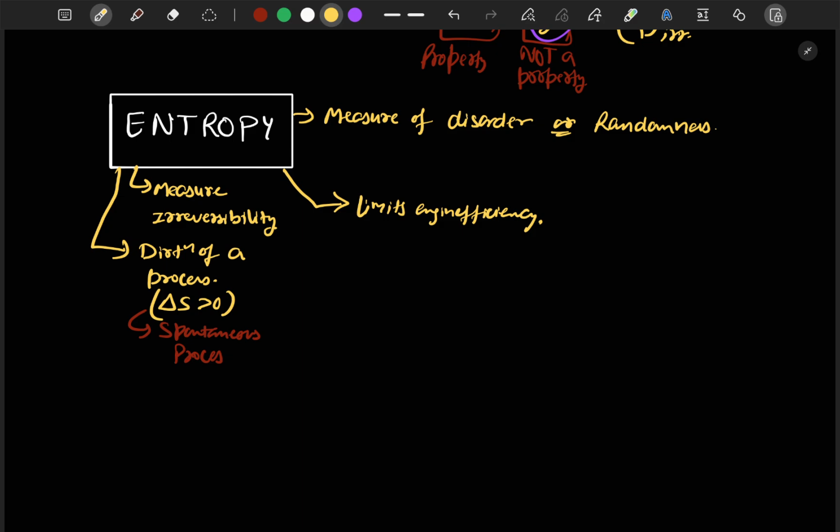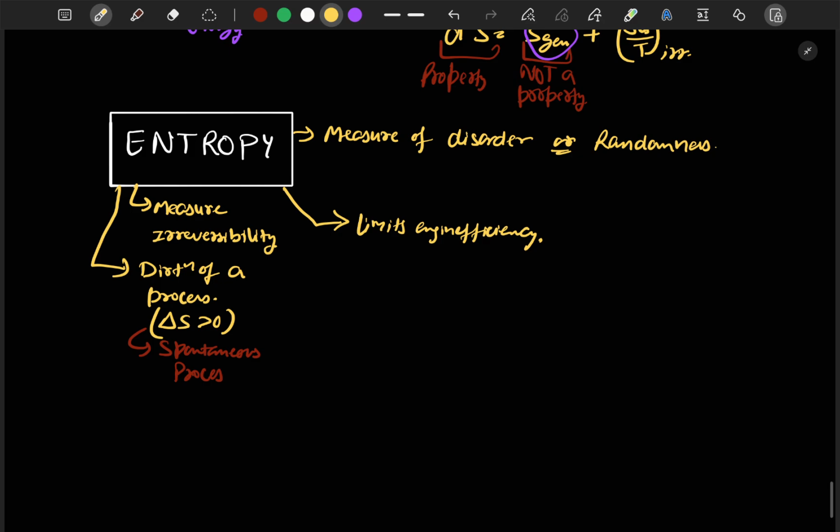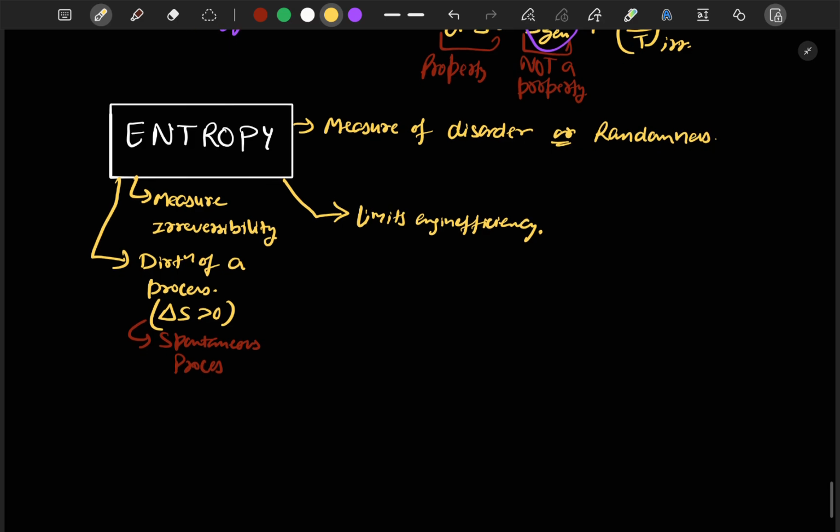Now let's say one more thing. Since I've said earlier that entropy is a measure of disorder or randomness, the higher the entropy, the more disordered the system will be. Now I think you should get the basic gist of the term entropy. The more randomness present, the higher the entropy of the system. The less randomness, the less entropy.